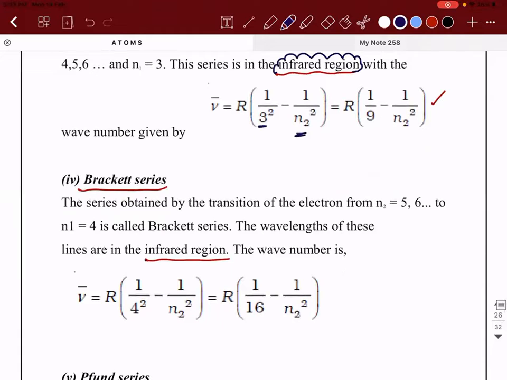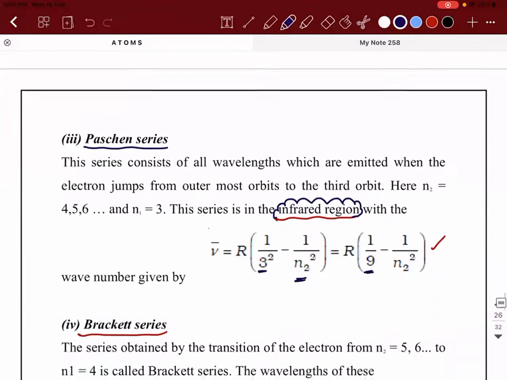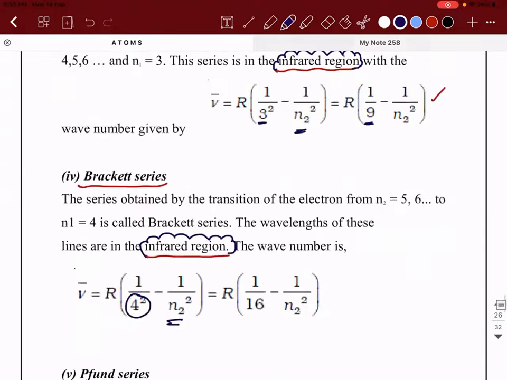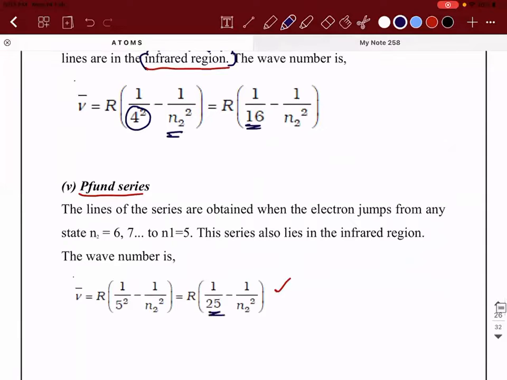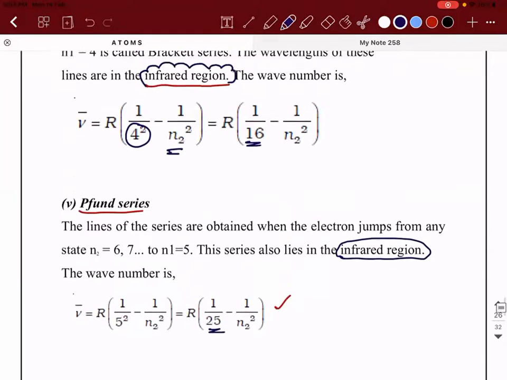Similarly, for the Brackett series, n1 will be equal to 4. If you observe all the formulas, n2 square is the same, but what is changing is n1 square. In the case of Lyman, n1 square is 1. For Balmer, it is 4. For Paschen, it is 9. For Brackett, it is 16. For the Pfund series, it is 25. This one also corresponds to the infrared region. So there are three series of spectral lines which belong to the infrared region: Paschen, Brackett, and Pfund series.